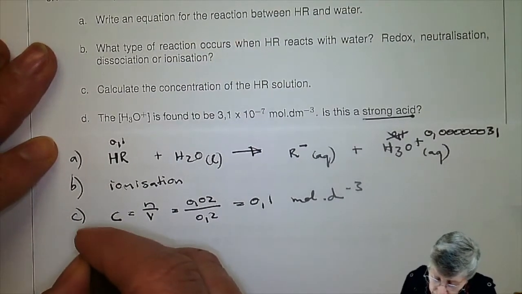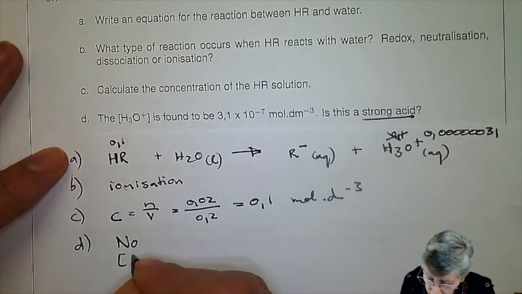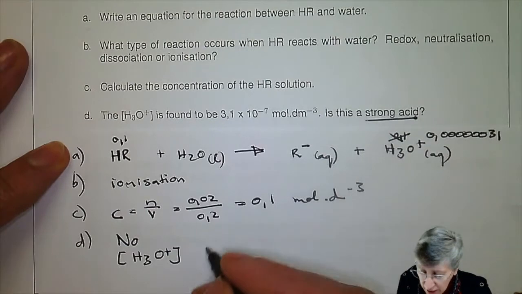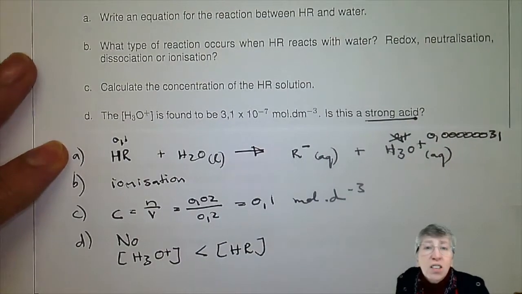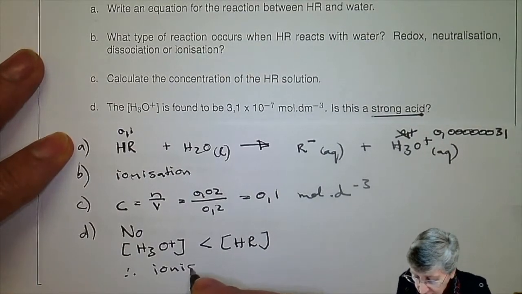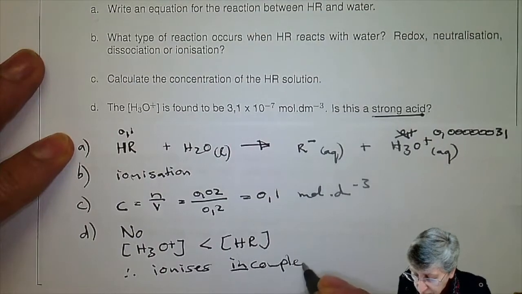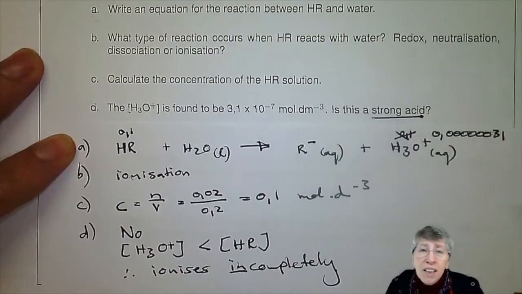So when they ask me, is this a strong acid? I will say, no, it's definitely not a strong acid. How do I know that? Because the hydronium ions that were produced is a lot less than the HR molecules that I started with. And therefore, I can say it ionizes incompletely. So remember in your answer to refer back to that definition.